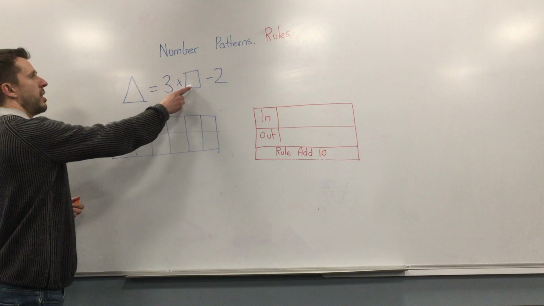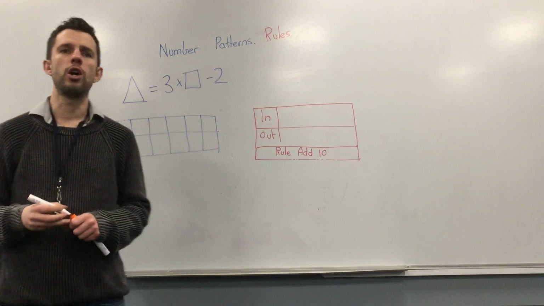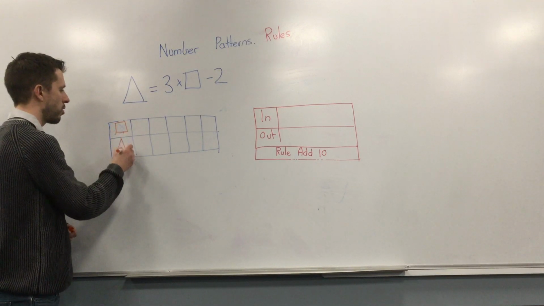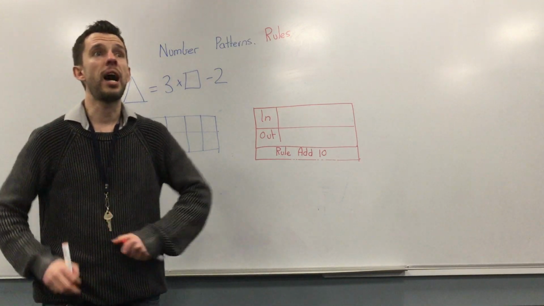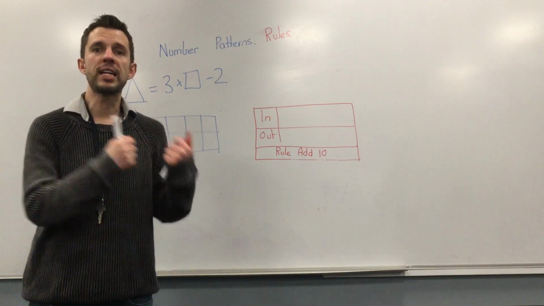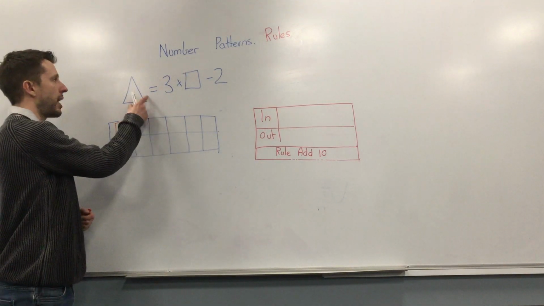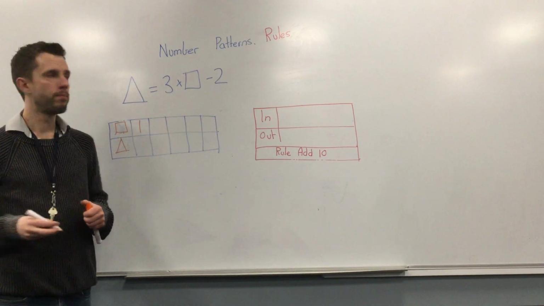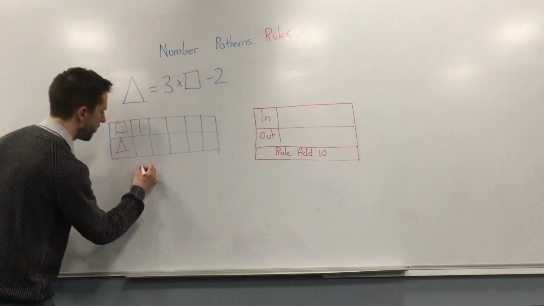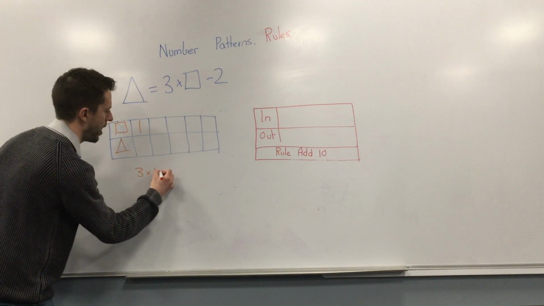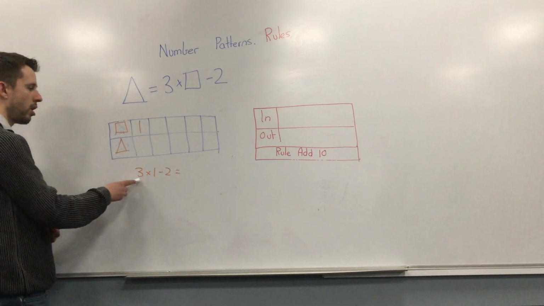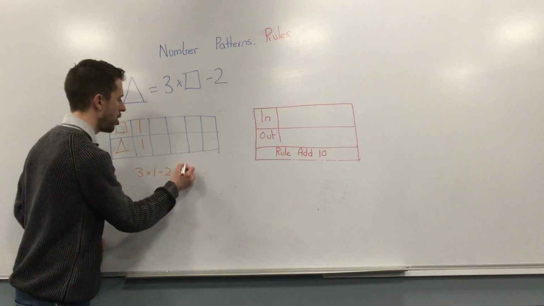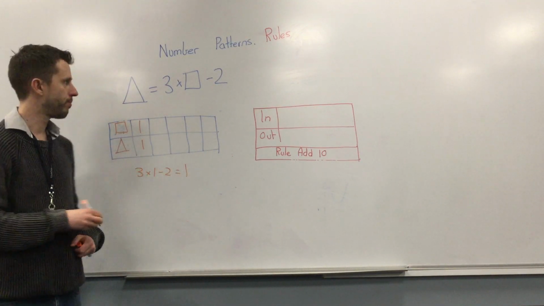To start off, I just want us to think about a square and a triangle, we don't know those values. So we're going to have a square and we're going to have a triangle here. Now that just means I'm going to give it a value. If I give it a value, we will be able to work out what a triangle is. So if I say that a square is 1, I am then going to have 3 times 1 minus 2. 3 times 1 is 3, minus 2 is 1. So that means triangle will be 1.